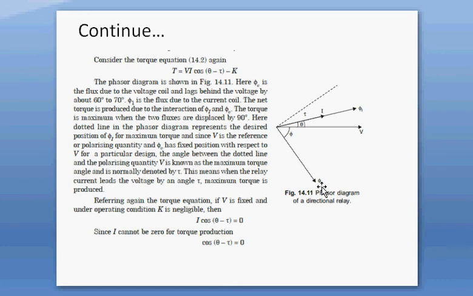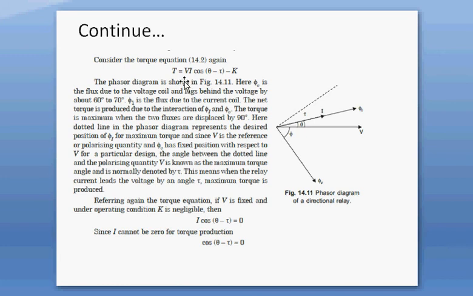Now in order for the torque to be maximum, the position of phi I needs to be on this dotted line. Then the angle between phi I and phi v is 90 degrees and the torque developed is maximum. This angle, between the dotted line phi I and phi v when it becomes 90 degrees, is denoted by tau and is known as the maximum torque angle.